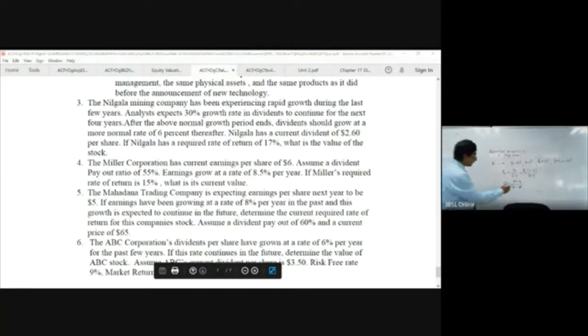So we can cross multiply this, or you can interchange these two things. So you will rearrange this into k minus 0.08 is equal to 5 into 0.6 divided by 65. So what is 5 into 0.6? That comes to 3.